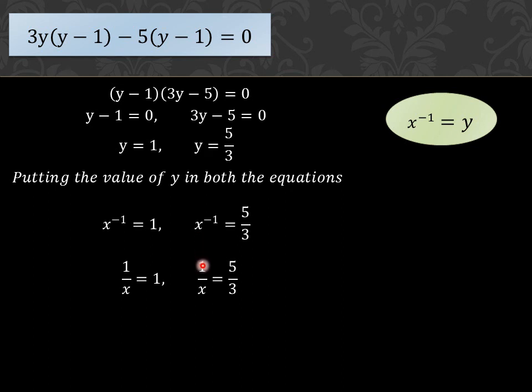We have to take the reciprocal of it somehow, which is equal to 1 over x, and the right side remains the same. Now we have to find the value of x, not 1 over x. So we will cross multiply it, or we will simply take the reciprocal on both the sides. We take the reciprocal of both sides, x goes to the top, and 1 on top is still 1. Here we take x to the numerator and now 3 to the numerator and 5 to the denominator. So our answers are 1 and 3 by 5.